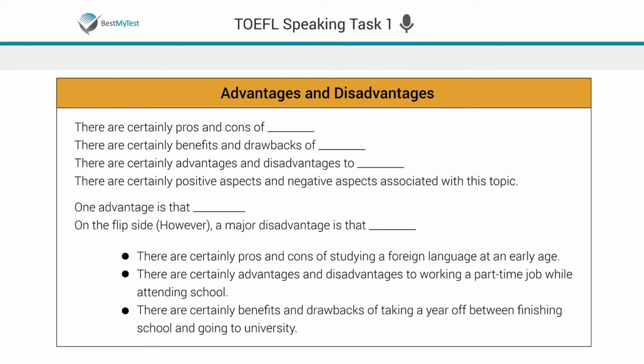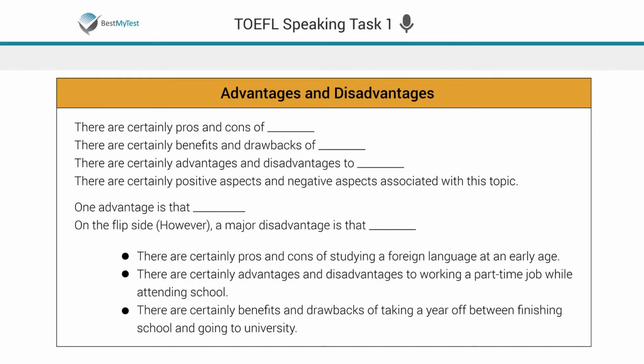Style 4. This is advantages and disadvantages. And this is probably the most difficult of the 4 speaking styles. And that's because you've got to show both sides of the issue or topic. As you can see on your screen, we've got 4 sentence patterns for you. The first one, there are certainly pros and cons of, there are certainly benefits and drawbacks of, there are certainly advantages and disadvantages to, there are certainly positive aspects and negative aspects associated with this topic.